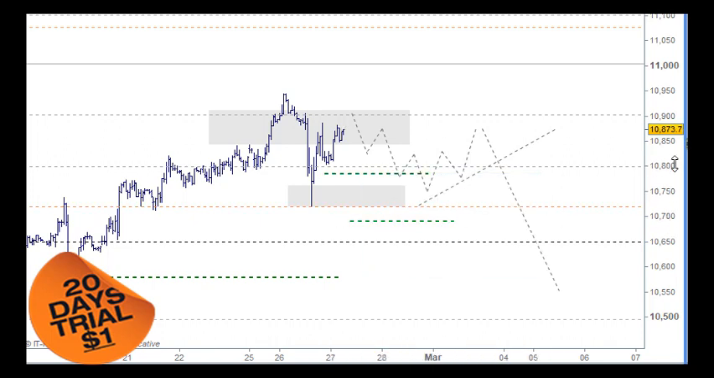Okay, so if 10.8 becomes the resistance, then look to get, let's just say, one position. If this one here becomes the resistance, then you can pick up 2 positions. And then once the 10,650 here becomes the resistance, you can put in a third trade in this space here.